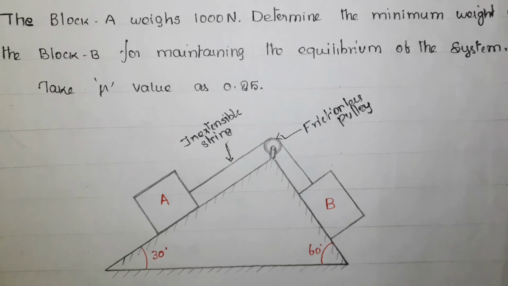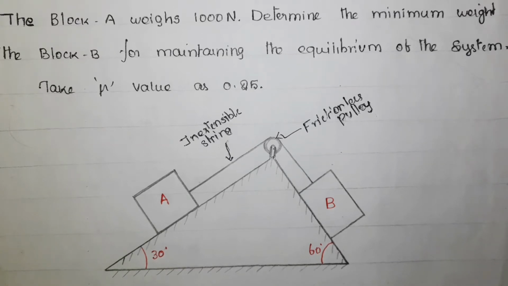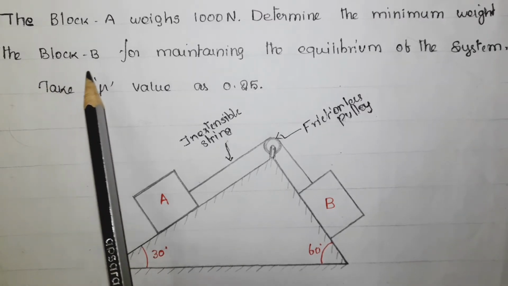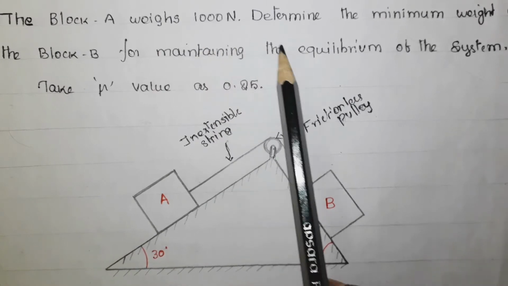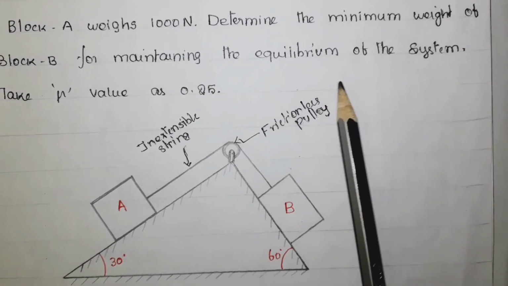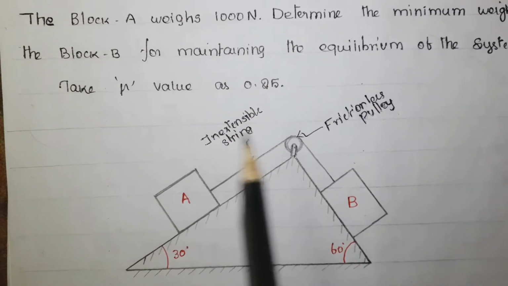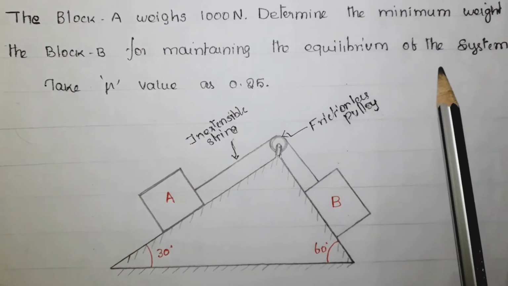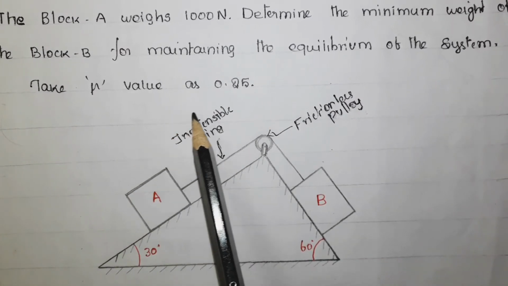Morning. In this video, we are going to discuss again two block problems, but they are connected by an inextensible string. Now, let us go to the problem. The block A weighs 1000 Newton. Determine the minimum weight of the block B for maintaining the equilibrium of the system. Take mu value as 0.25.